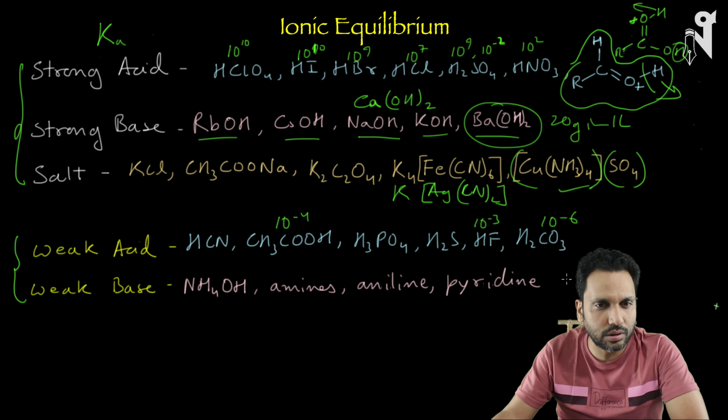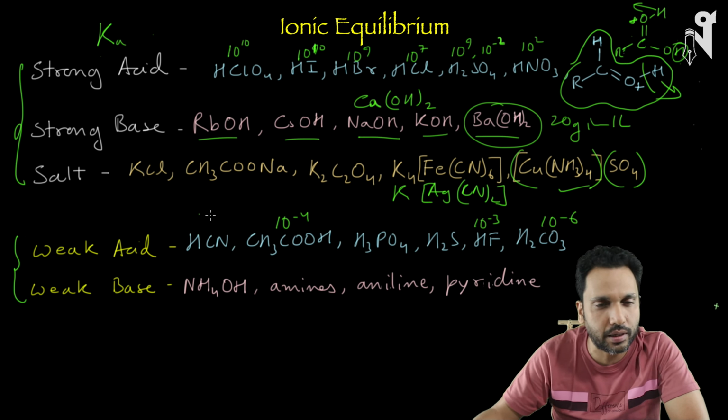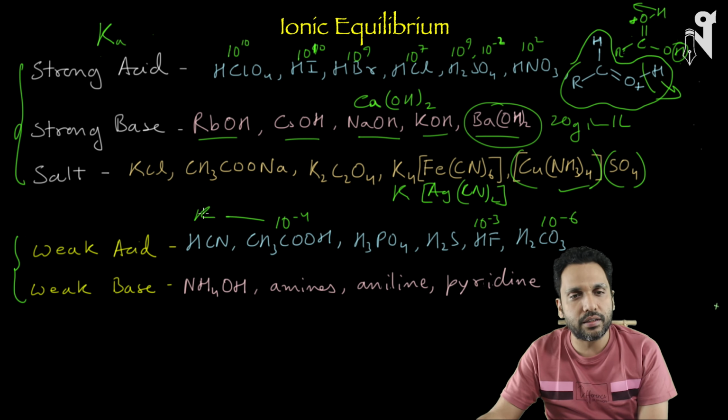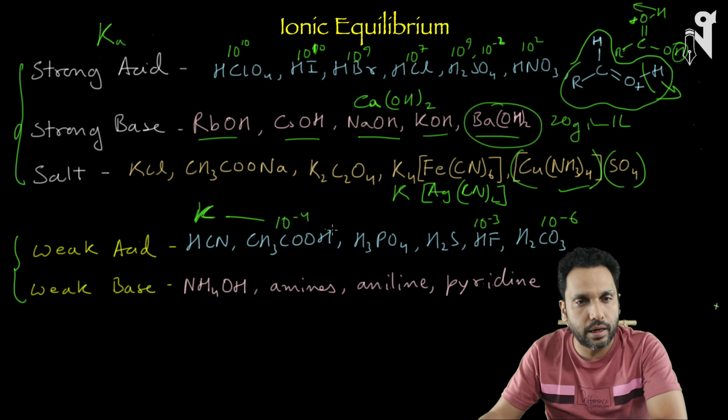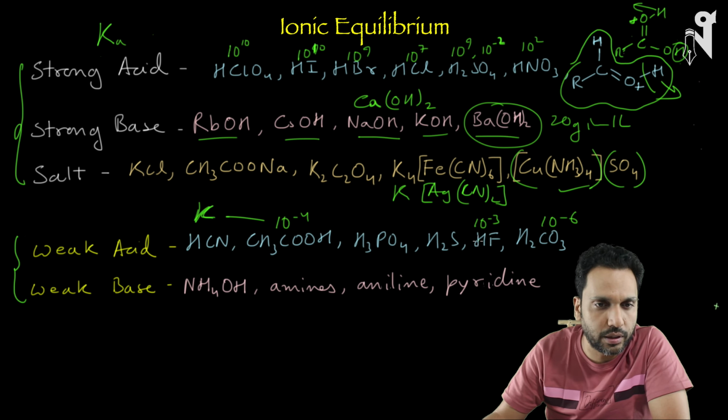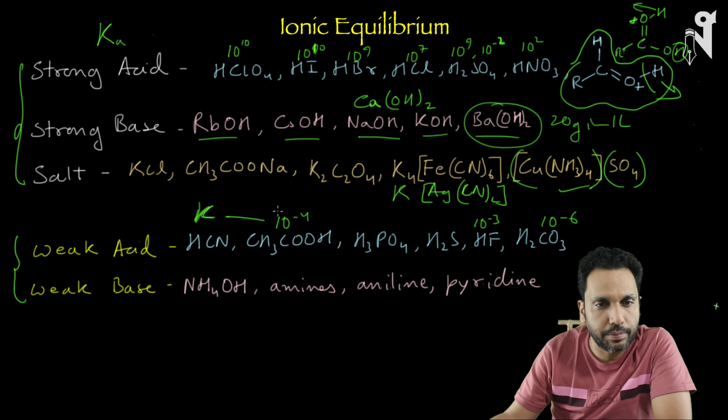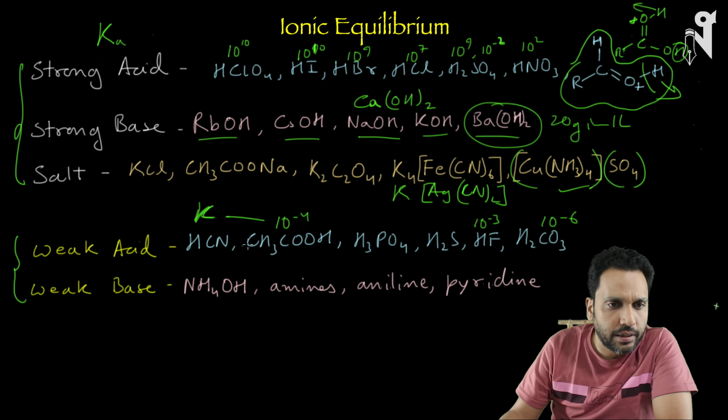These are all weak acids. The K values, these are the K values. What do we mean by the K values? It depicts how much ionization has happened. So we'll be doing the law which will give you the K value, the Ostwald's dilution law. We'll be doing that a bit later.